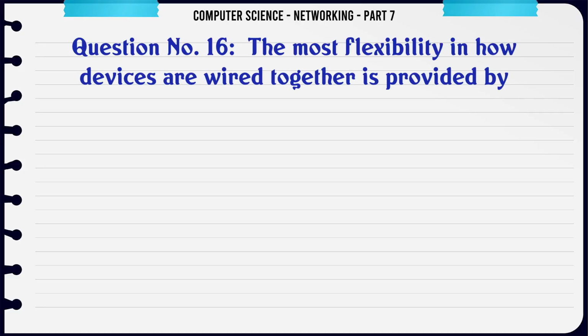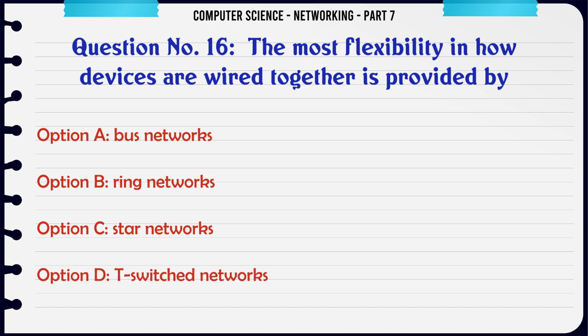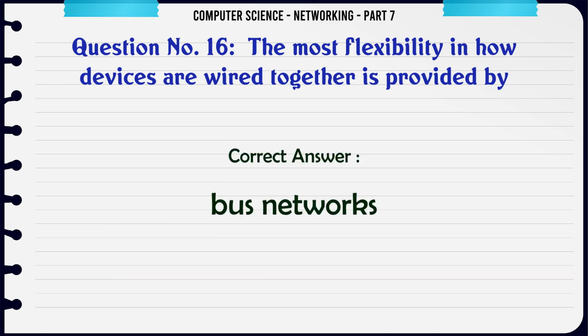The most flexibility in how devices are wired together is provided by A. Bus networks. B. Ring networks. C. Star networks. D. T-switched networks. The correct answer is bus networks.